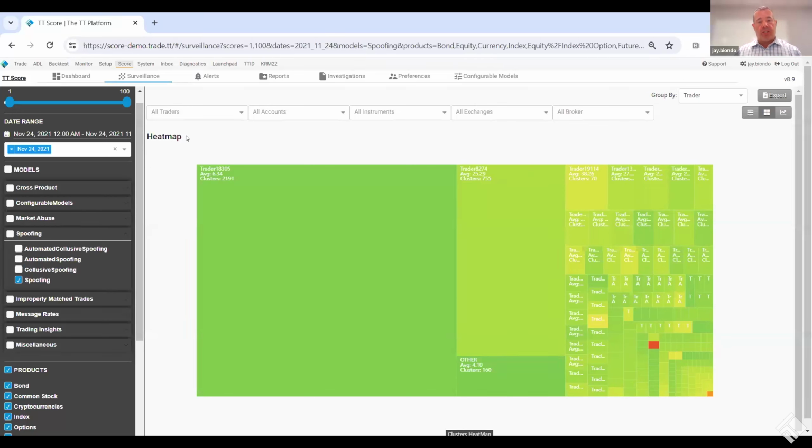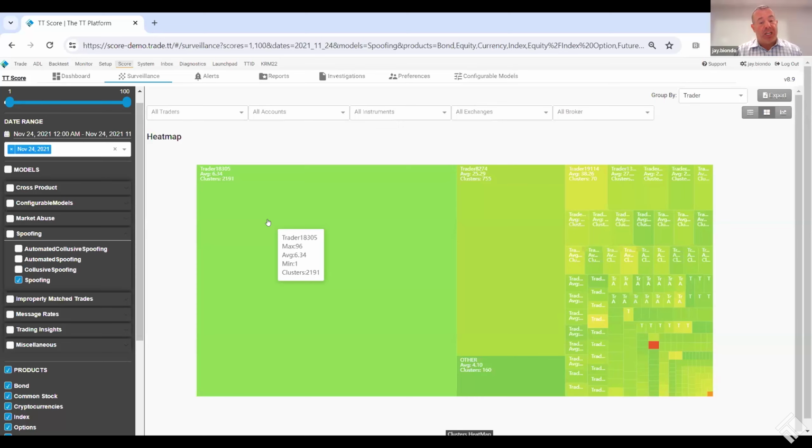Now, to put this into practice, just to give you an example of how this scoring system can be used, what I'm showing here is the heat map. I've loaded up a day of activity from back in 2021. We're looking purely at spoofing here. And what you see on the heat map is that this particular trader has a very large square.